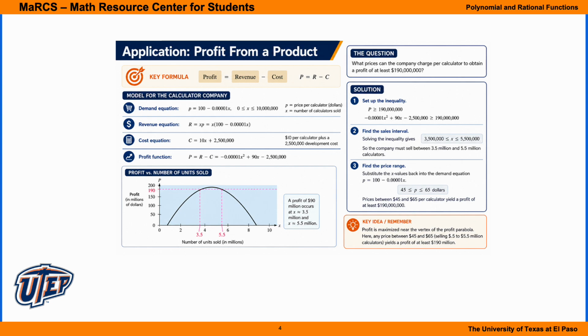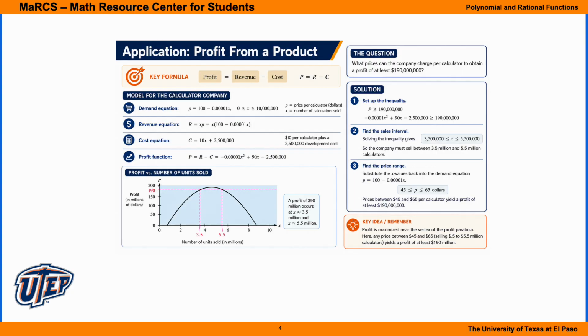So now we can plug in our revenue and our cost equations into our profit function, and that'll yield this quadratic: negative 0.00001x squared plus 90x minus 2,500,000. So now for the solution, we set up the inequality. So we want a profit of greater than or equal to $190 million. So on the left-hand side, we'll put our profit function, greater than or equal to 190 million. So we will find the sales interval.